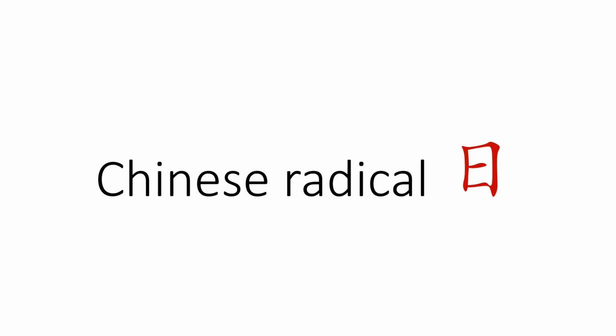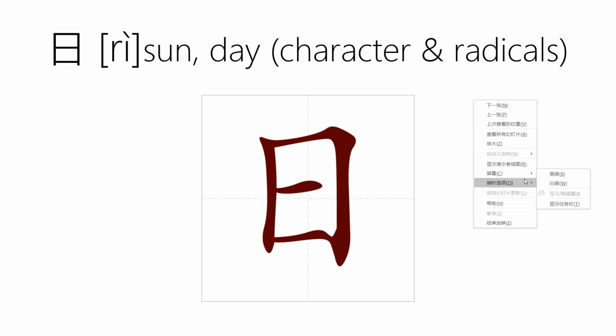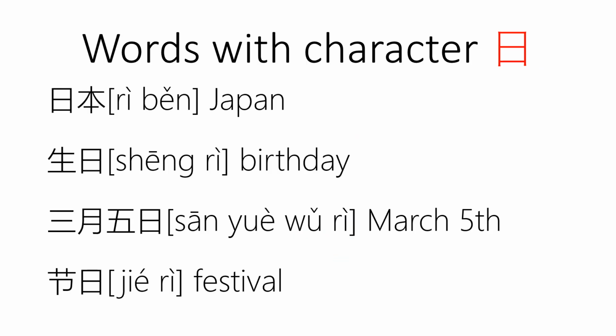I hope you have watched my last video about Chinese radicals and understand the Chinese writing system. So today we're going to talk about one Chinese radical, from this character 日. Let's have a look at this character or radical, because this is a character itself, so it can be a character itself. And it can also be a radical, which means it can be part of another character. So it can play a part in other characters and indicate the meaning. So it's very useful to learn.